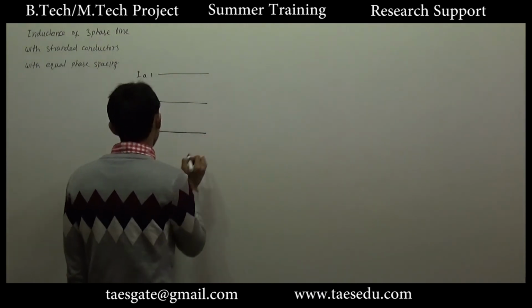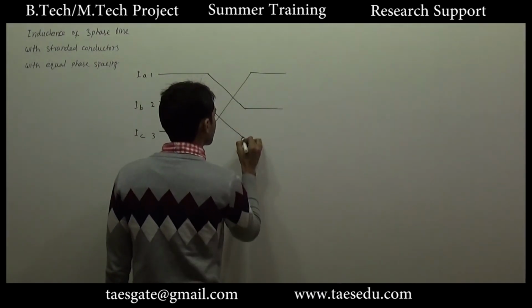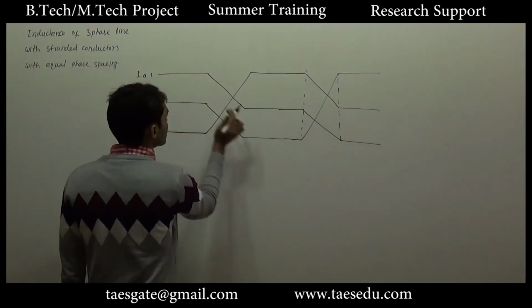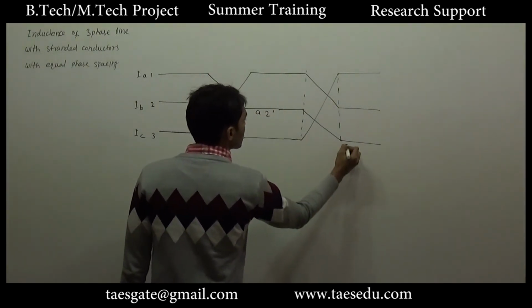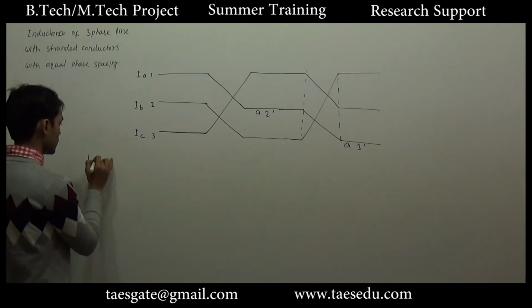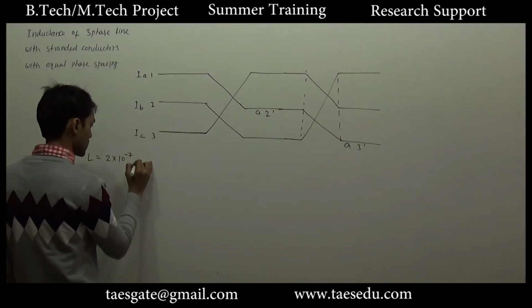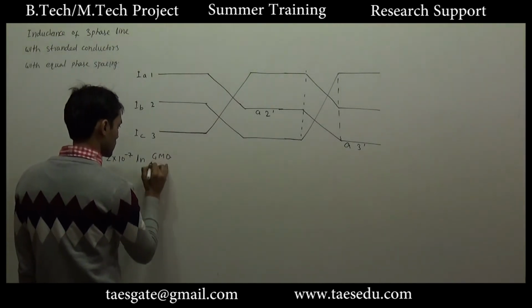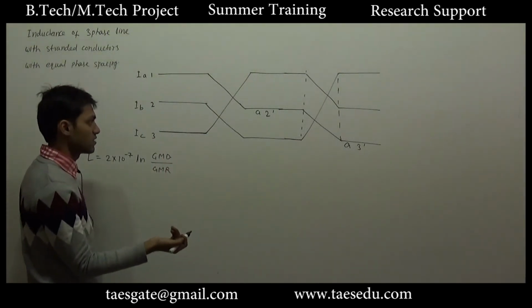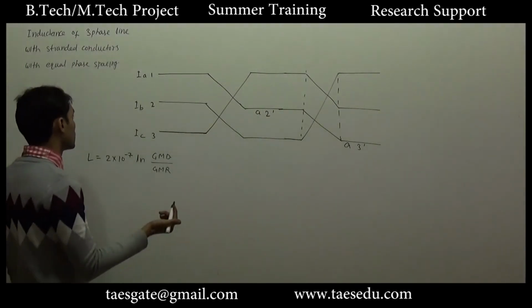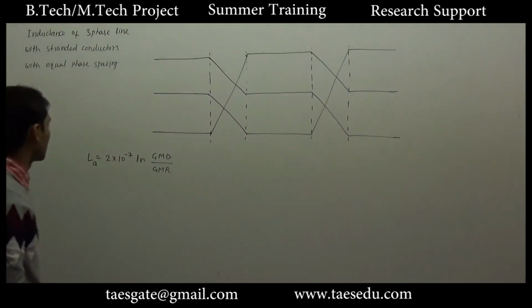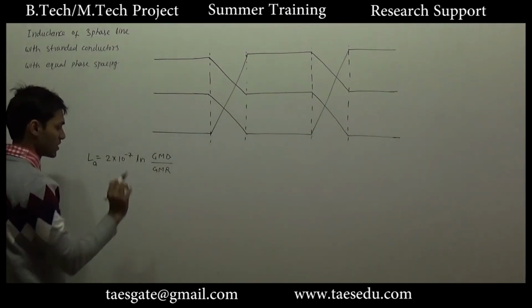Let's say conductor positions are changed. So here A is at first position, A is at second position, and A is at third position. So this way balance can be achieved. And for calculation of inductance, the same formula will be used: 10 to power minus 7 ln GMD divided by GMR. Since positions are interchanged, we will have different types of distance. Let's say we are required to find out the inductance of conductor A. For calculation of inductance of line A, this formula will be used.